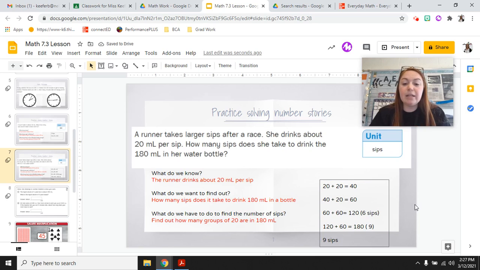So we would say to drink the 180 milliliter water bottle, it would take this runner 9 sips to do it. And all we did was we just kept adding 20 till eventually we got to 60, which were 3 sips, and then we just added 60. So we were grouping them together, okay?